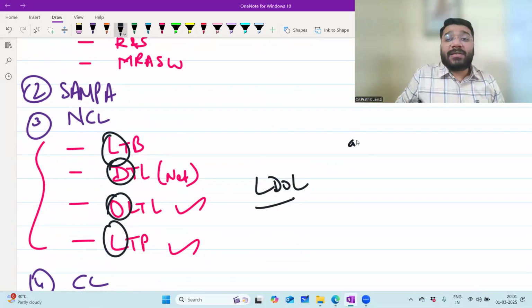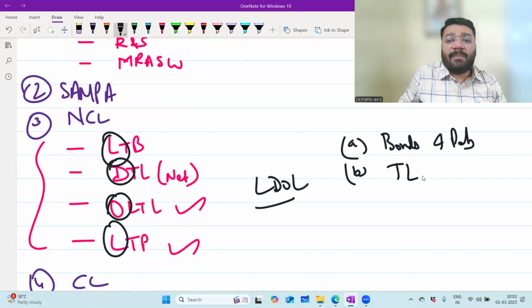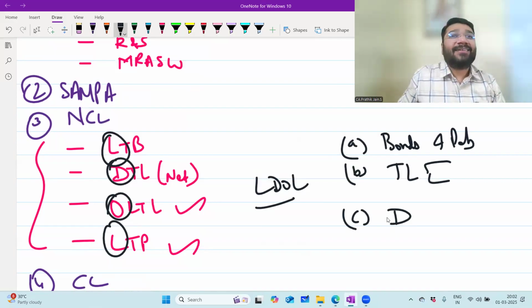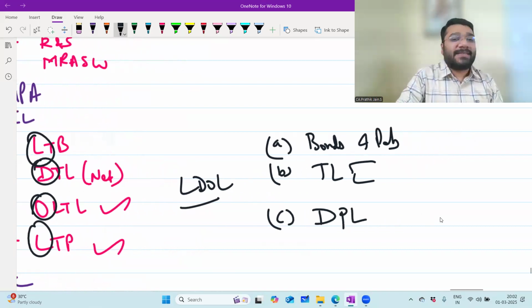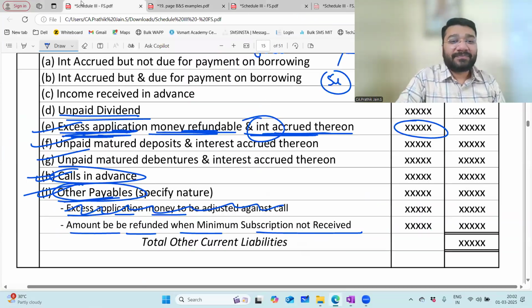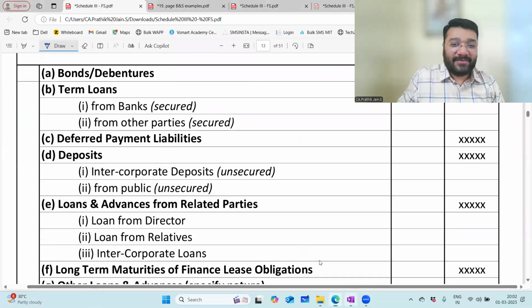Under long-term borrowing, what is the first category? Bonds and debentures. Second, just roughly you tell me: term loan. In that you have to bifurcate secured and unsecured. Then deferred payment liabilities. Then deposits.